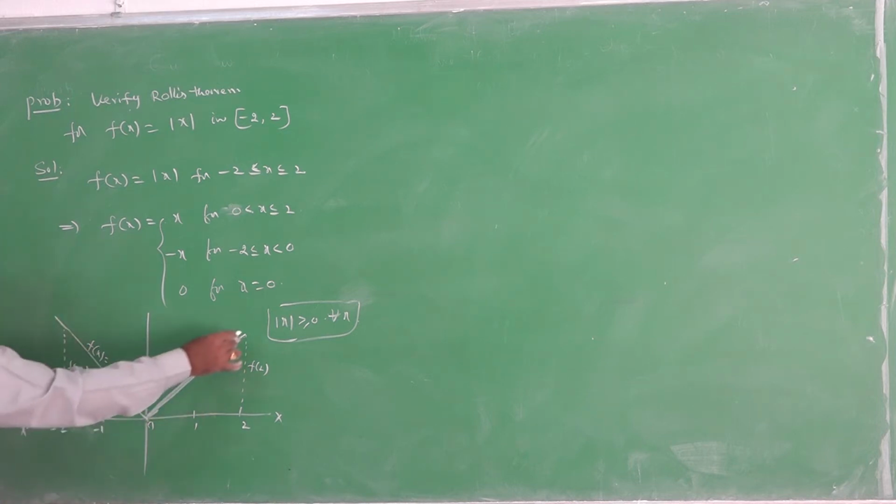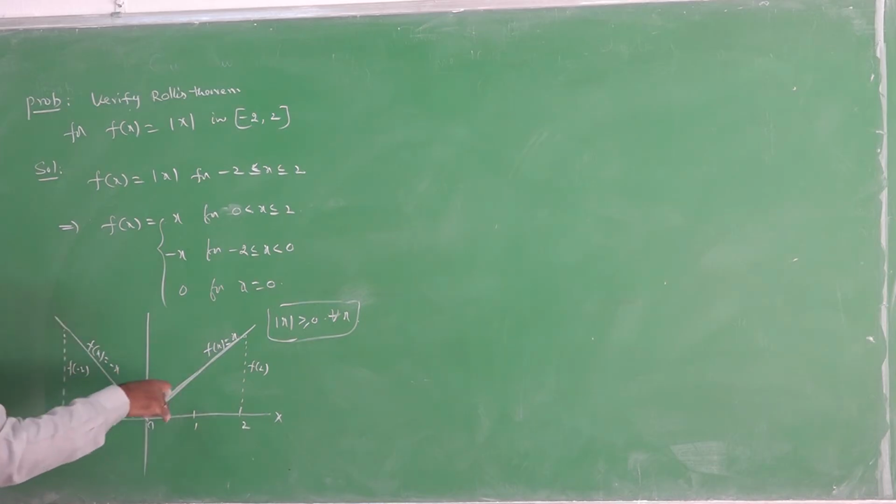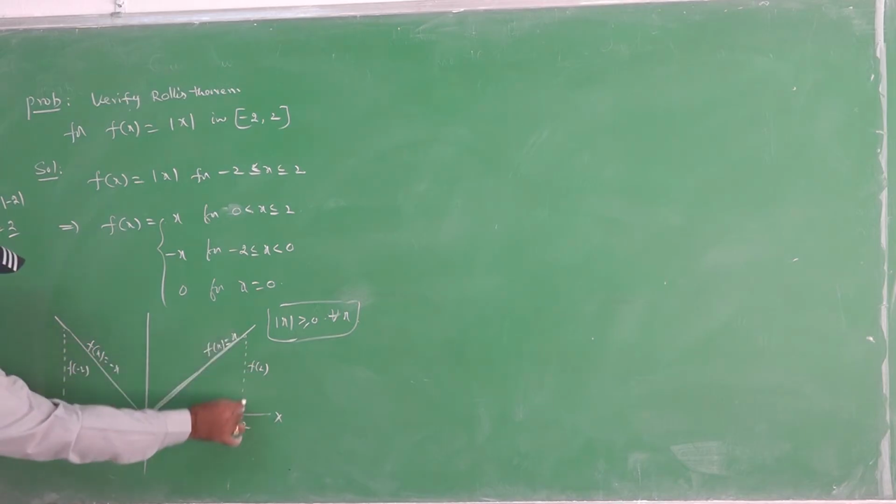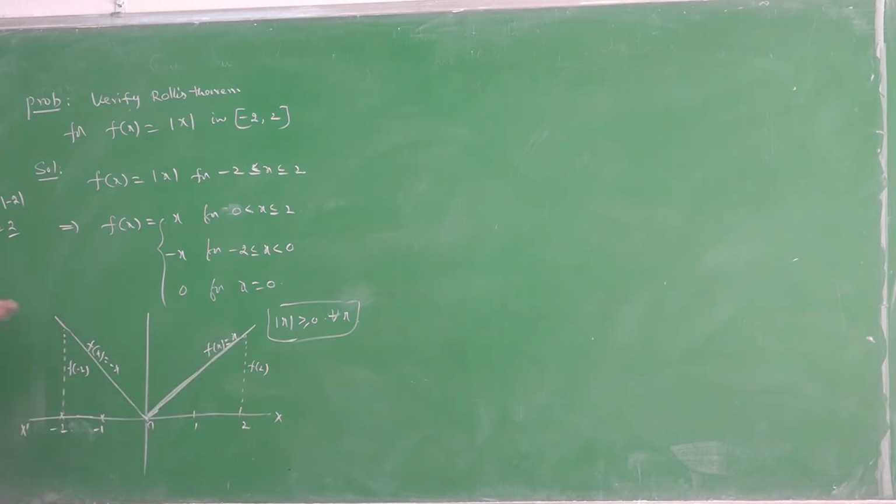Both f of 2 and f of minus 2 are the same, because modulus of 2 equals modulus of minus 2 equals 2 itself. Mod 2 is 2, mod minus 2 is 2. So this value is 2, this length is 2. So f of a equal to f of b follows. And there are no breaks in the graph of the function, because the origin is also included in the graph.